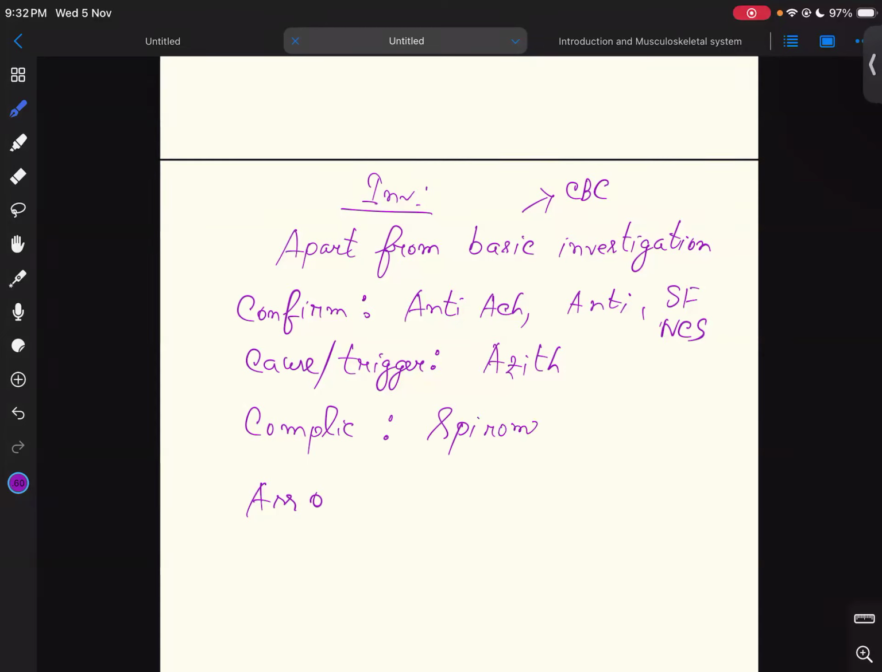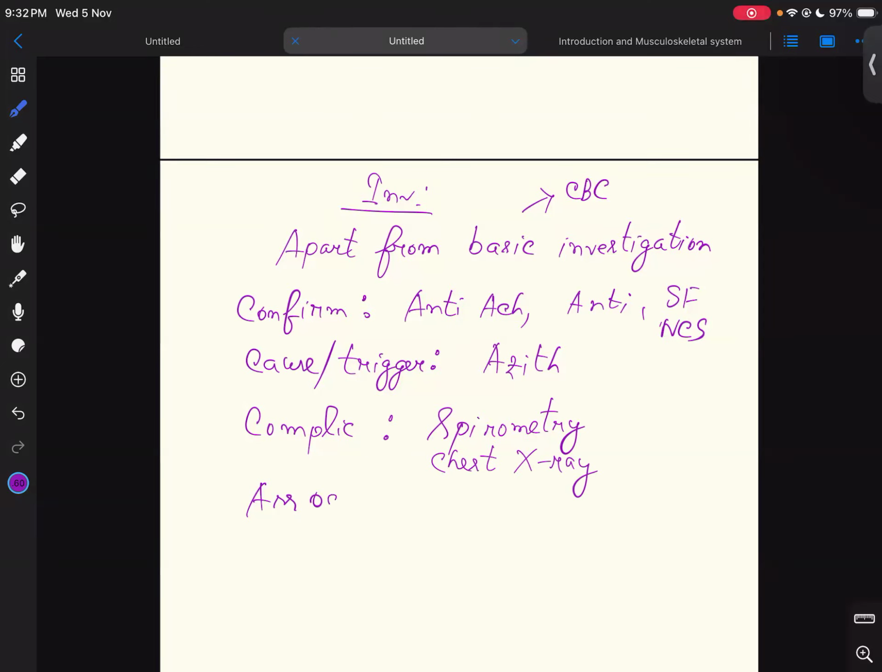So for ruling out complication, we have to do the spirometry. From the spirometry, we have to rule out respiratory failure. Then we have to do the chest X-ray. What will we see in the chest X-ray? We'll see whether there is any consolidation, ruling out aspiration pneumonia.